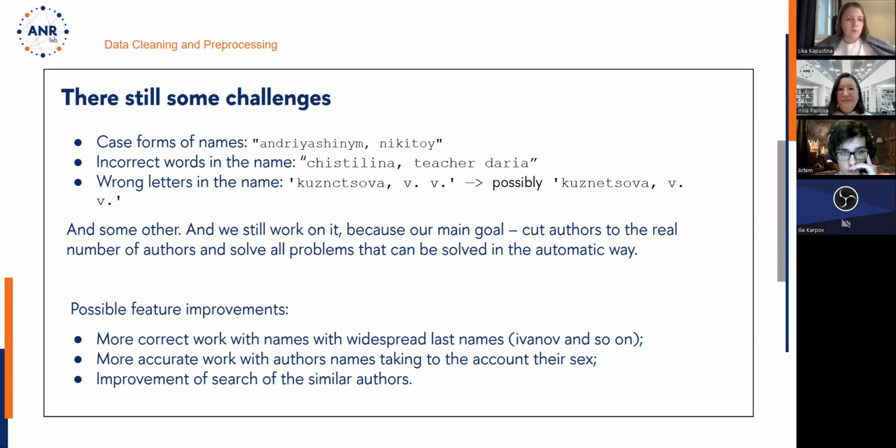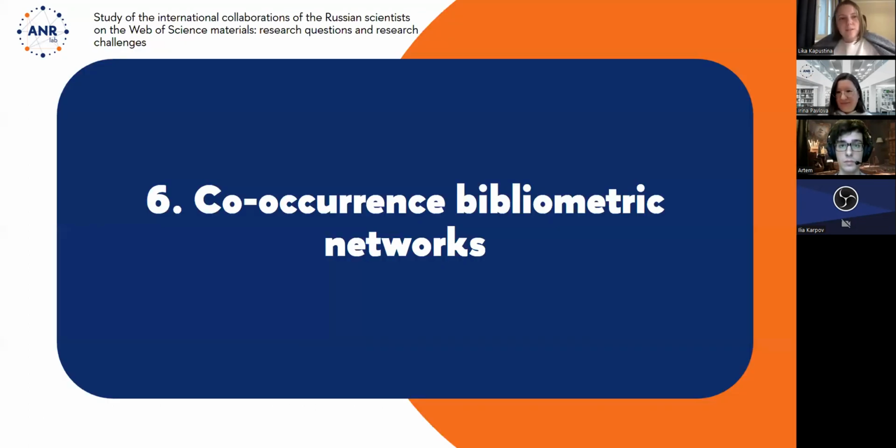And so I can say a little about the possible future improvements. First of all, it's more correct to work with names with widespread last names. For example, we have Ivanov, Kuznetsov, Petrov, and so on. Also, I think we should do some more accurate work with authors' names taking into account their sex or gender. And also we need to improve the search of similar authors based on Levenshtein distance, or maybe use some other algorithms, for example, fuzzy string search. And that's all, I think.